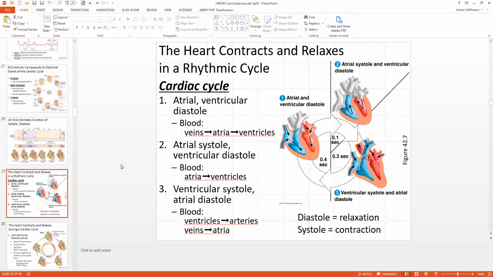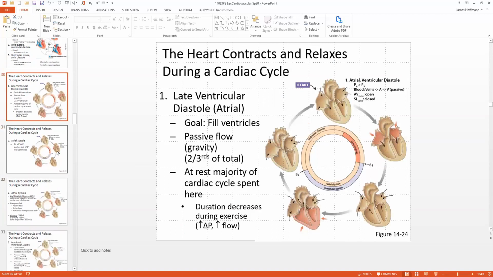And so by convention, the cardiac cycle is divided up into 5 phases. The first phase, more often than not, is called late ventricular diastole, okay? When we look at late ventricular diastole, our goal is to fill the ventricles, right? So this is towards the end of the ventricles relaxing. In addition, while it's not part of the name, the atria are relaxing as well. So we also have atrial relaxation.